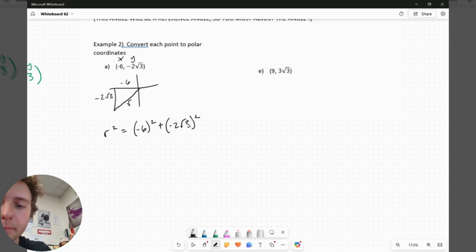Again, sometimes the simplifying is the hard part for us, so be careful as you go through this. -2 squared is 4. Root 3 squared is just 3.